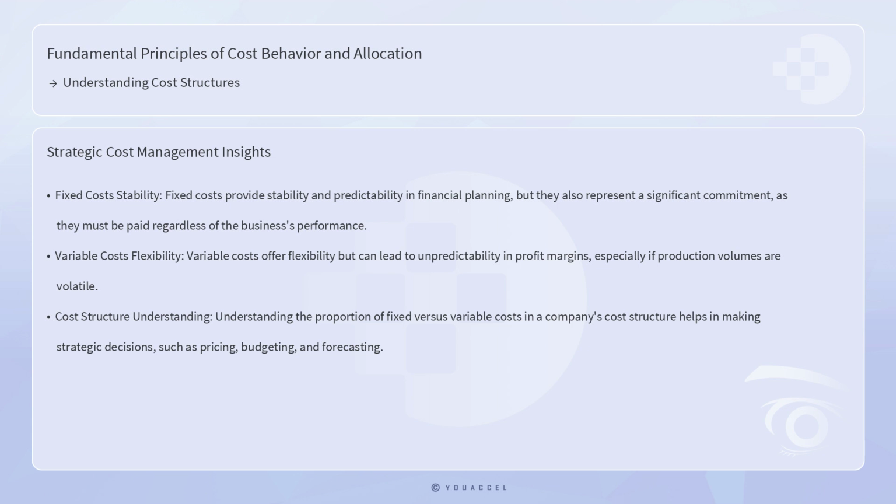Variable costs, on the other hand, offer flexibility but can lead to unpredictability in profit margins, especially if production volumes are volatile. Understanding the proportion of fixed versus variable costs in a company's cost structure helps in making strategic decisions, such as pricing, budgeting, and forecasting.